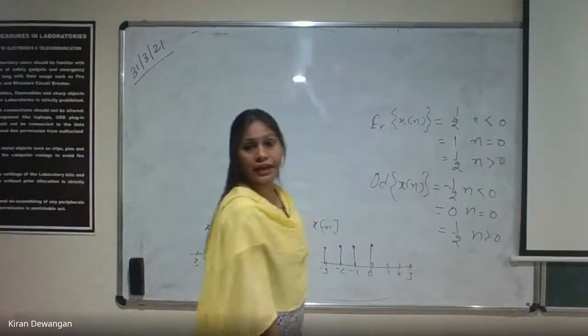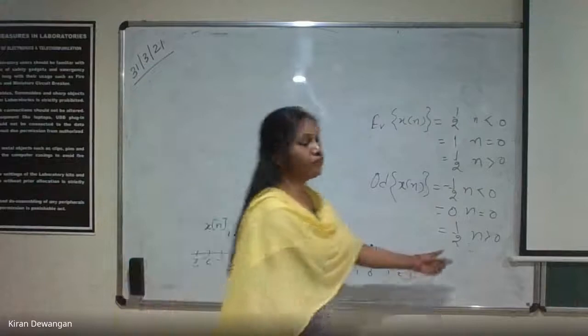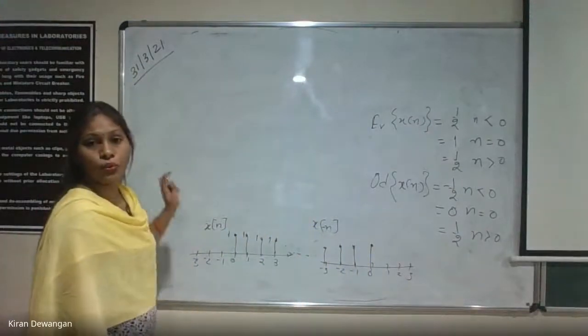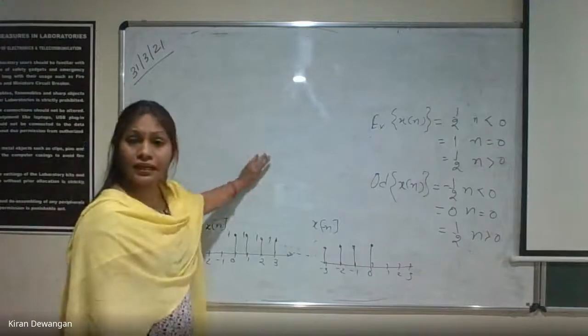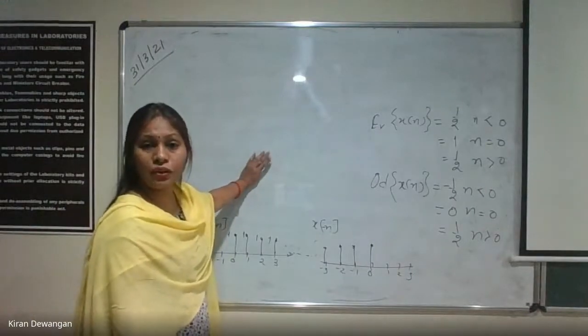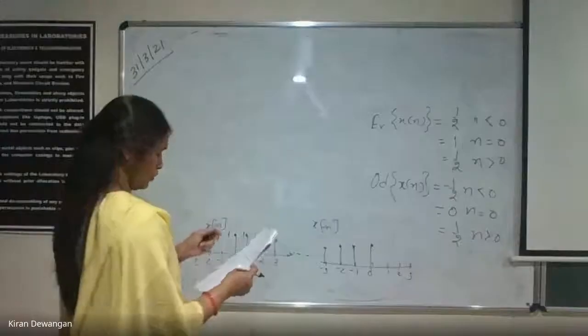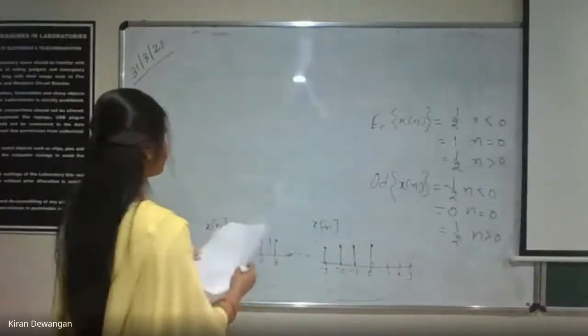This part is clear, right? That is 1 by 2 for all positive values of n. Okay? So this is how we'll solve the question. Is this part clear? Even an odd component calculation is clear or not, everyone? Is it clear now? Yes, ma'am. We'll move to the next question.